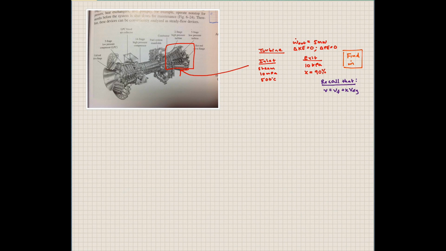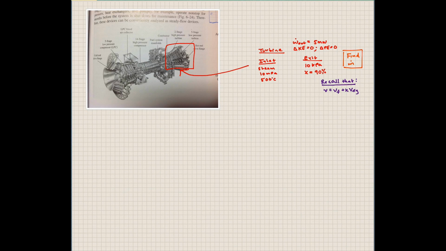gases coming out, and maybe this is actually an example of a gas turbine, but we may be talking about a steam turbine. In either case, you get the point. We have a very hot steam or gas mixture coming into our turbine. So we have steam at 10 megapascals and 500 degrees Celsius coming in.